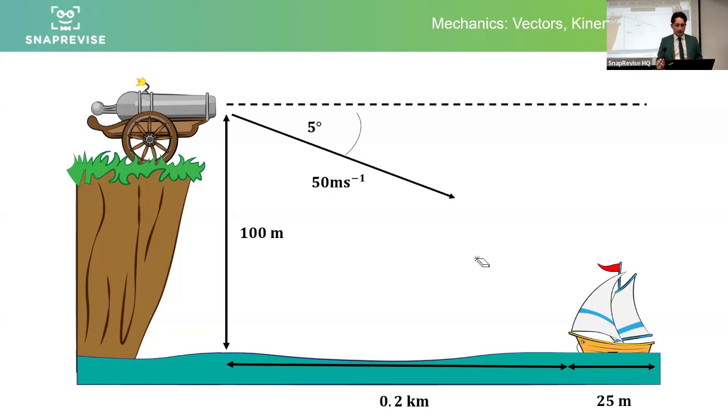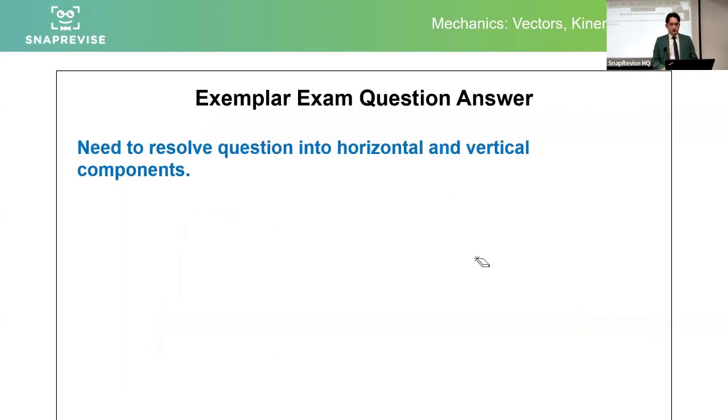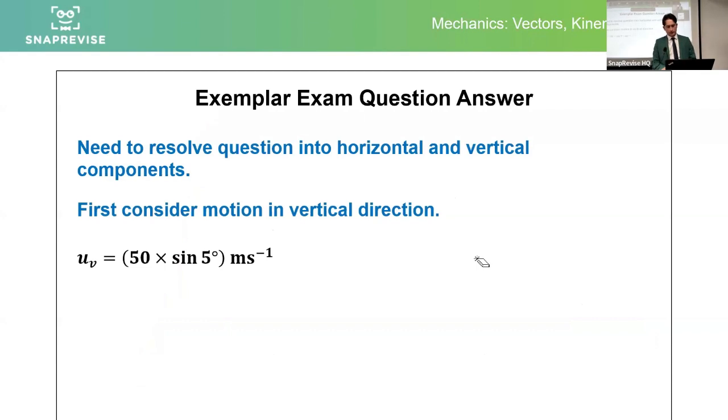Right, let's see how we're doing. Quite a lot to take in. We've got a lot of distances, a lot of values, a triangle situation to look at. So we need to resolve it into horizontal and vertical components. And the more involved bit is the vertical direction. So let's deal with that first.